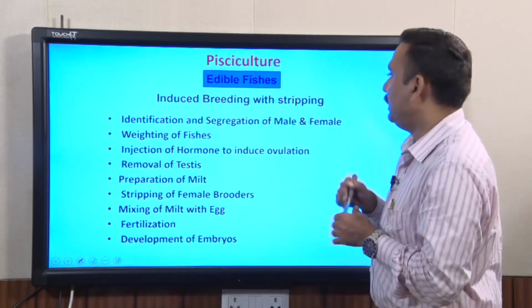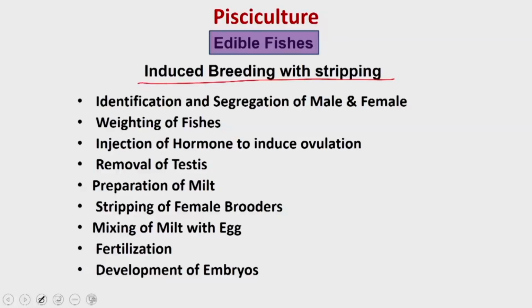Now, let us come to the induced breeding with the stripping. What is meant by induced breeding with the stripping is that the initial few steps are identical, which means you have to identify and segregate the male and females. Then you have to weigh the fishes. Then you have to inject the hormone to induce the ovulations.